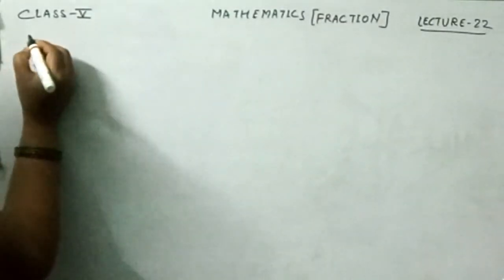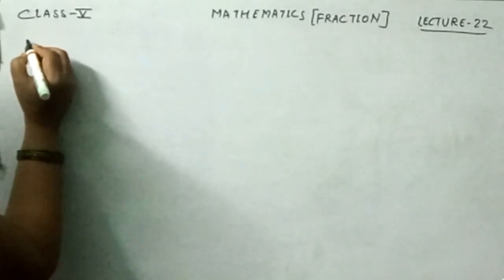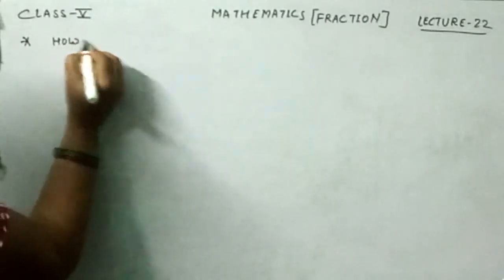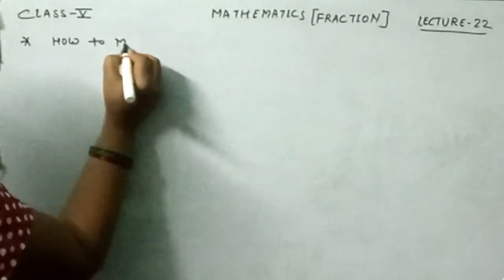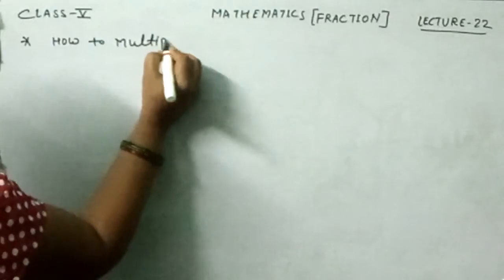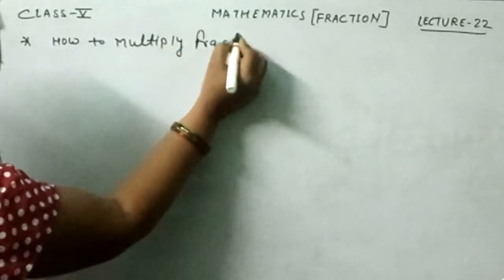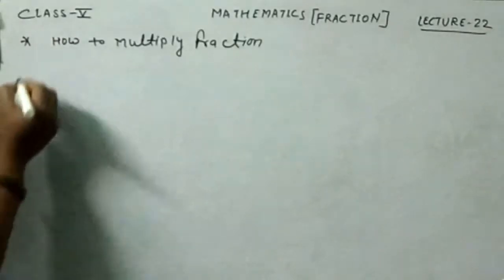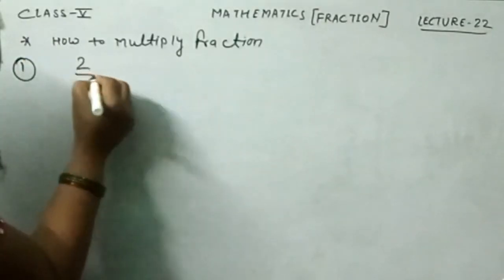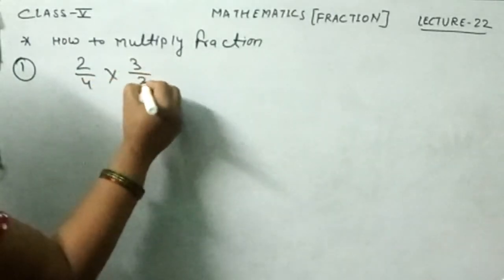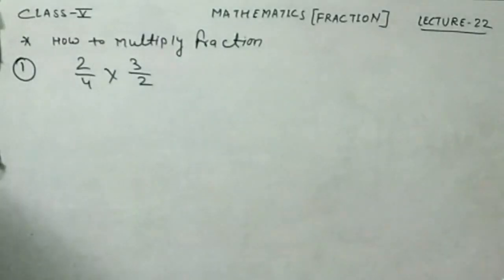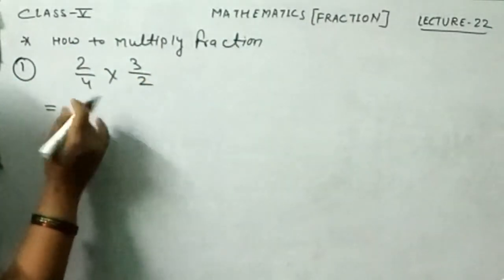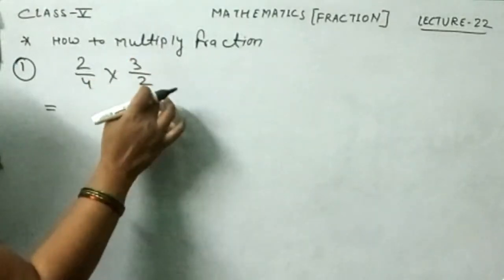So start from the first topic, that is how to multiply fractions. Students, in fractions, if 2 by 4 multiply 3 by 2 is given, and you have to multiply the fractions together, then what do we have to do here? 2 by 4, 3 by 2.